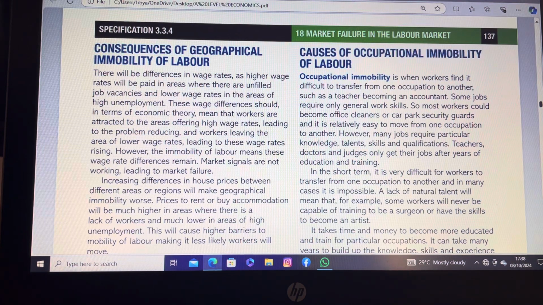So it's difficult for workers who don't have natural talent, because for you to switch from one job to another, it means you need to be trained or you need to follow the guidelines of that job.